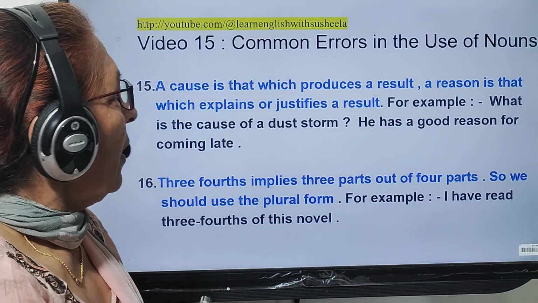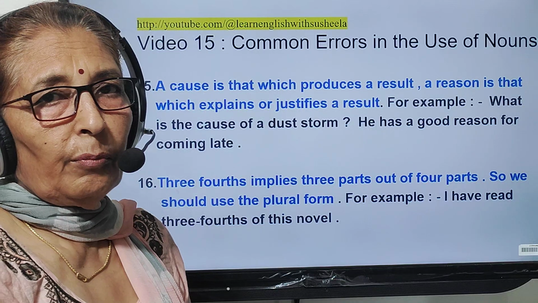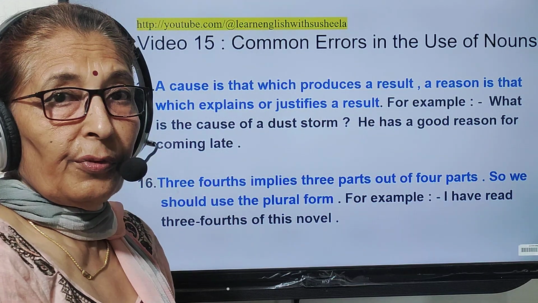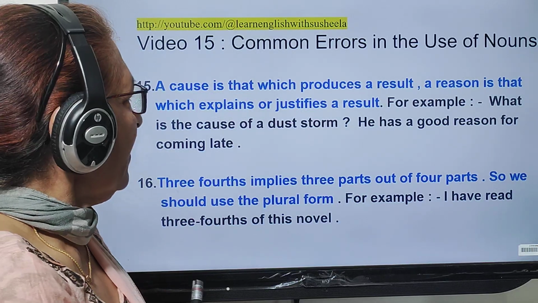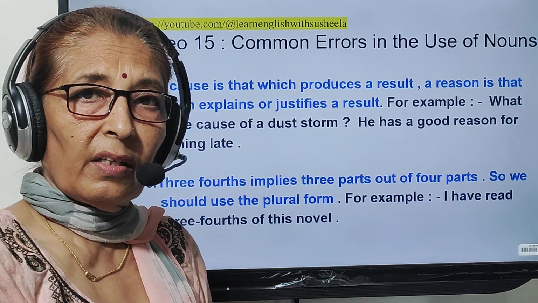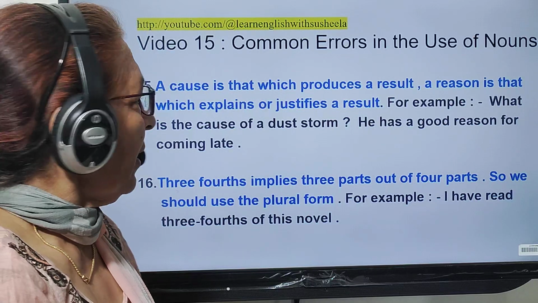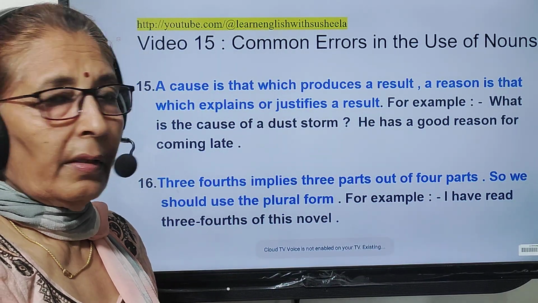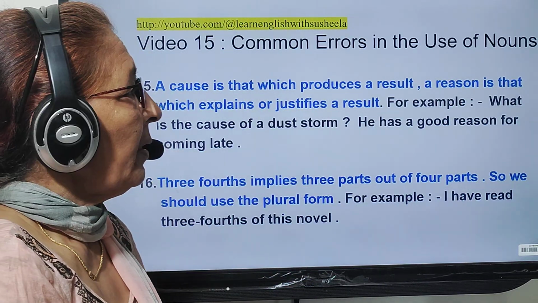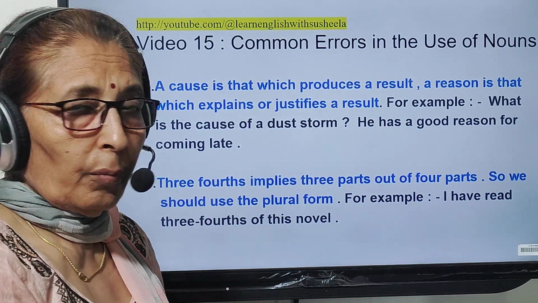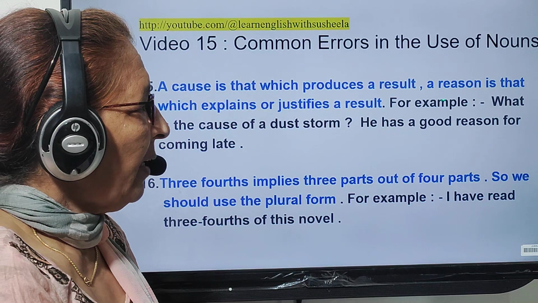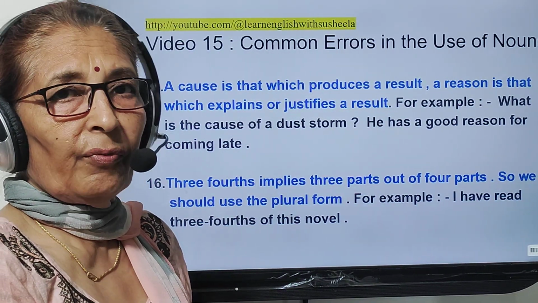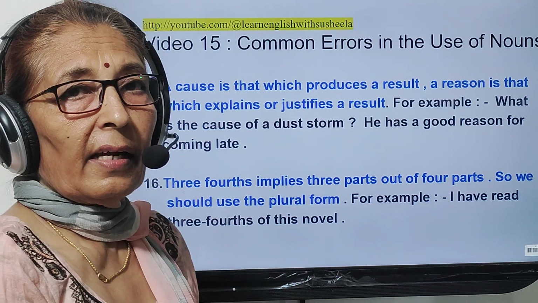Next, a cause. Sometimes this confusion is there between cause and reason. A cause is that which produces a result. A reason is that which explains or justifies a result. For example, what's the cause of a dust storm? This is the cause which results in a dust storm. And second, he has a good reason for coming late. This reason will be justifying the action that he came late.